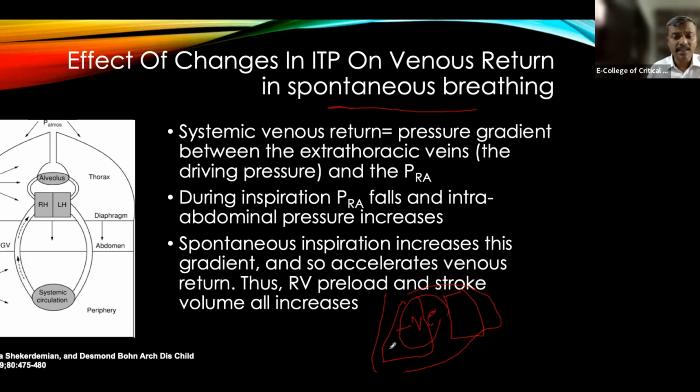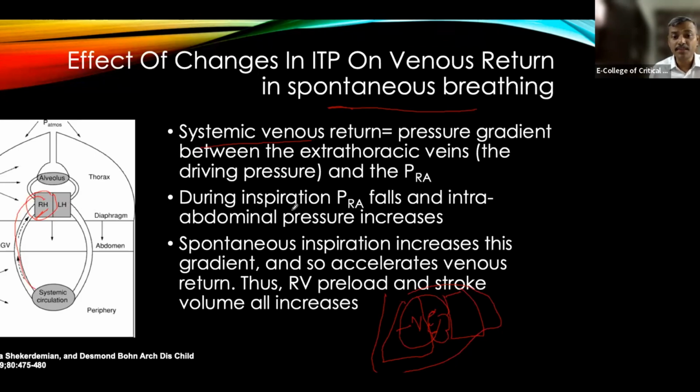This negative pressure is also transmitted to the right atrium. That's what I'm showing here. This is the right heart. In the right atrium there is also a negative pressure. So how does systemic venous return happen? The pressure gradient between the extrathoracic veins, which is the driving pressure, and the right atrial pressure. The moment right atrial pressure reduces because of the negative intrathoracic pressure, venous return to the right atrium increases. Increased return to the right atrium means preload increases.